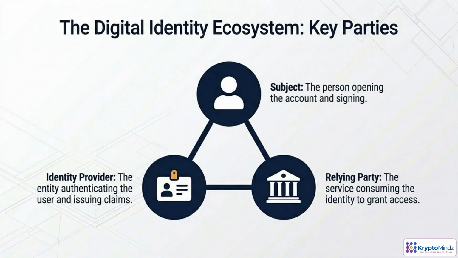Digital identity always revolves around 3 key parties. First, the subject, our customer who wants to open the bank account and sign the contract. Second, the identity provider. It authenticates the customer and issues trusted information about them, like verified name or ID number. Third, the relying party, here the bank. It consumes those verified attributes to decide whether to create the account and what access to grant.